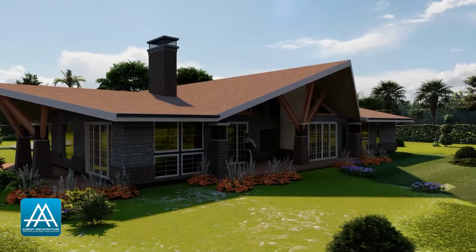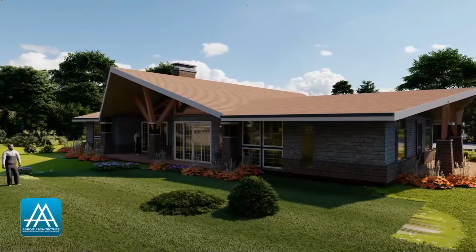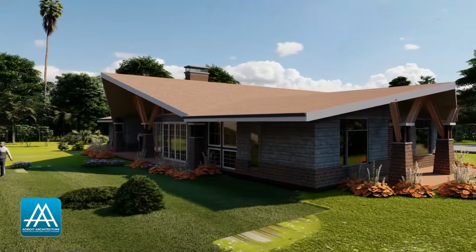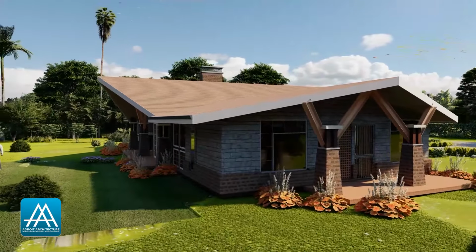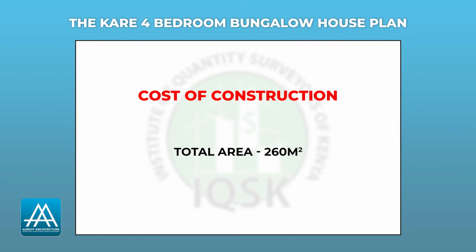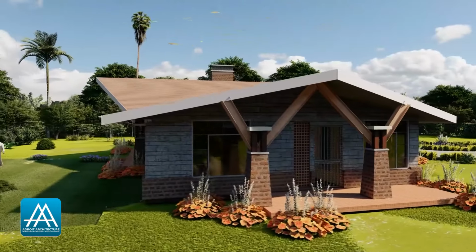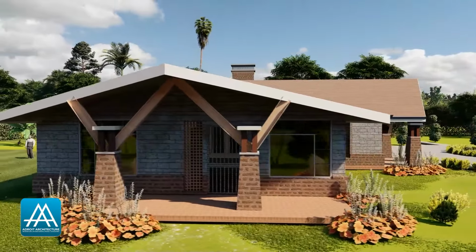The plinth dimension of this house, what we call the footprint of the house, is 27 meters by 17 meters. Yes, as I said earlier, you will need a quarter acre piece of land or more to build this home comfortably. The Kare 4-bedroom bungalow house plan has a total of 260 square meters. So in total, you have 4 bedrooms, 4 bathrooms, and a cloak room.